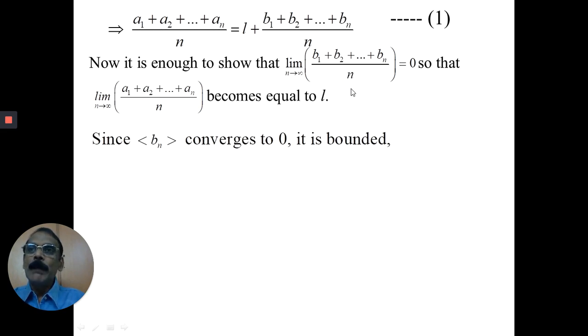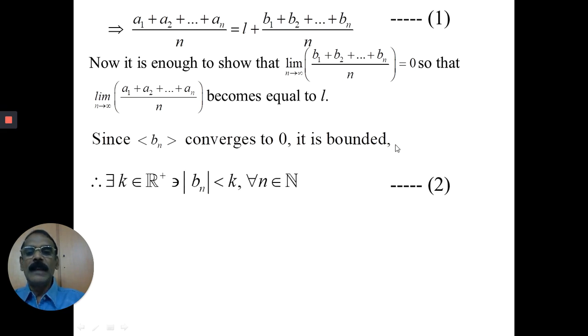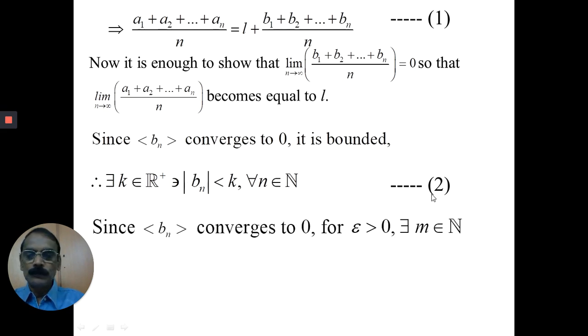What is bn? bn converges to 0. Since bn converges to 0, and we know that every convergent sequence is bounded, therefore the sequence bn is bounded. Then by definition of boundedness, there exists a positive real number k such that modulus of bn is less than k for all n belonging to N. Let us call it 2.